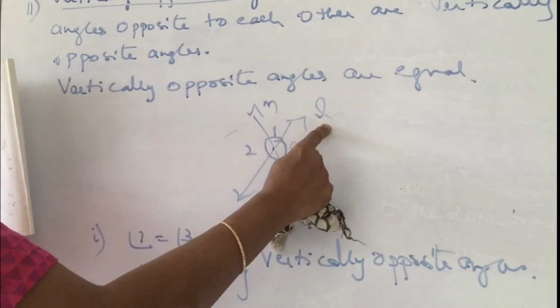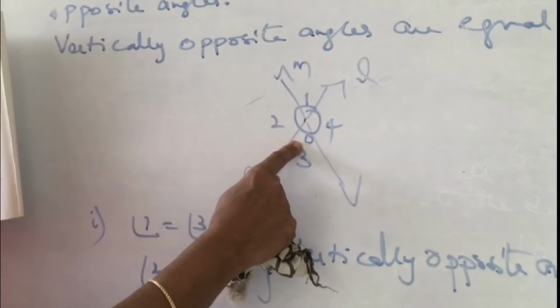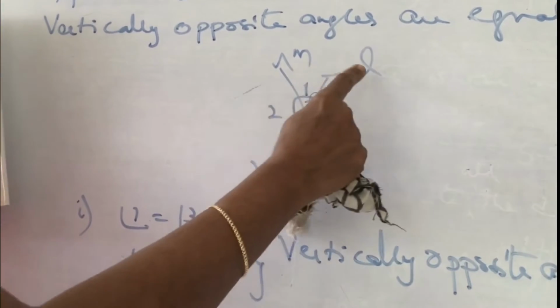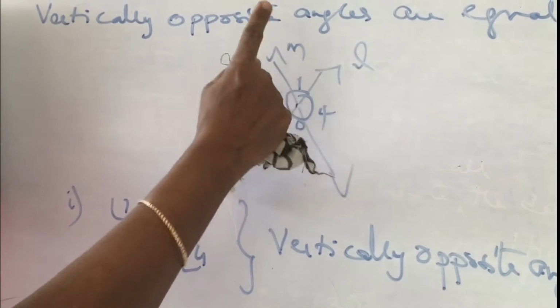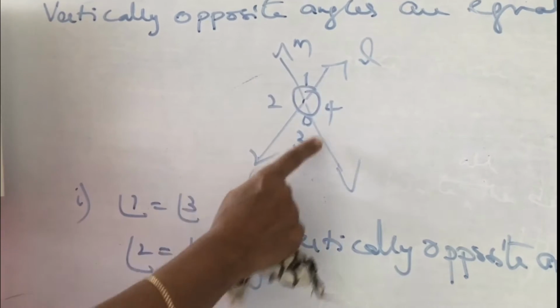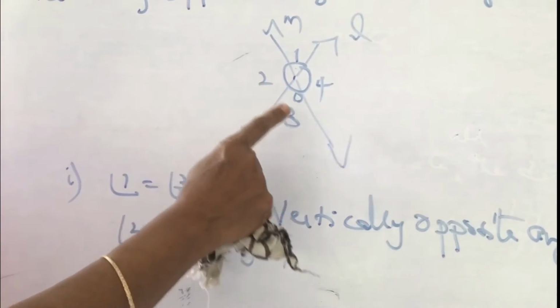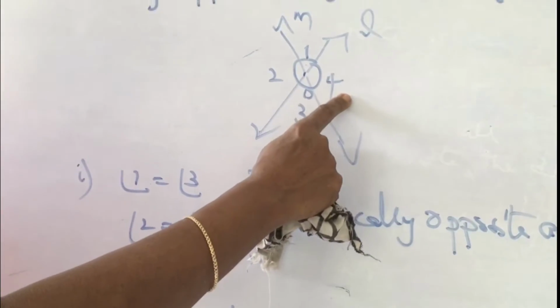Which are the two lines here? L and M. They are intersecting at O. Your lines are L and M. The intersecting point is O. How many angles are formed? You can count. Angle 1, angle 2, angle 3, angle 4.